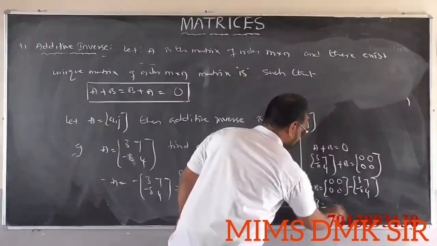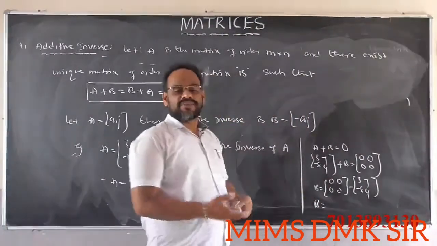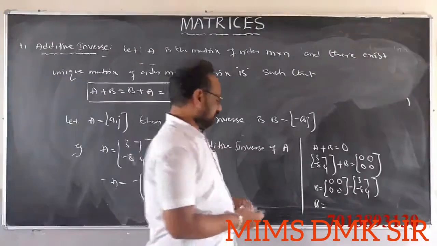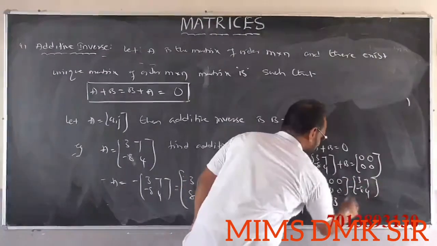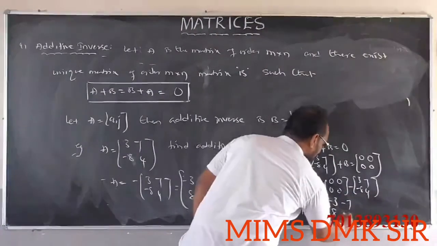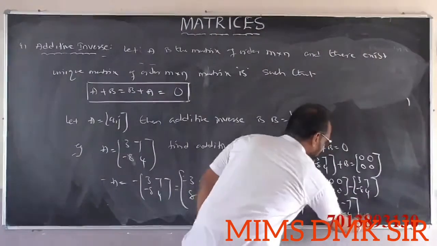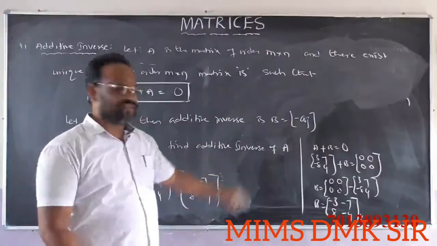So we get clearly 0 minus 3, that is minus 3. Addition and subtraction of the matrix also. So 0 minus 7, we get minus 7. 0 minus of minus 8, we get plus 8. 0 minus 4, we get minus 4. This is the additive inverse of the matrix.